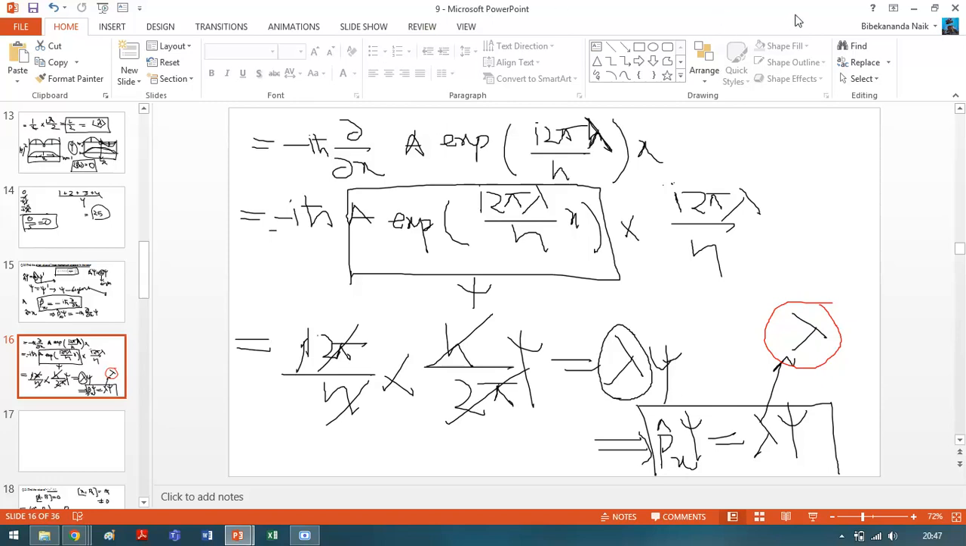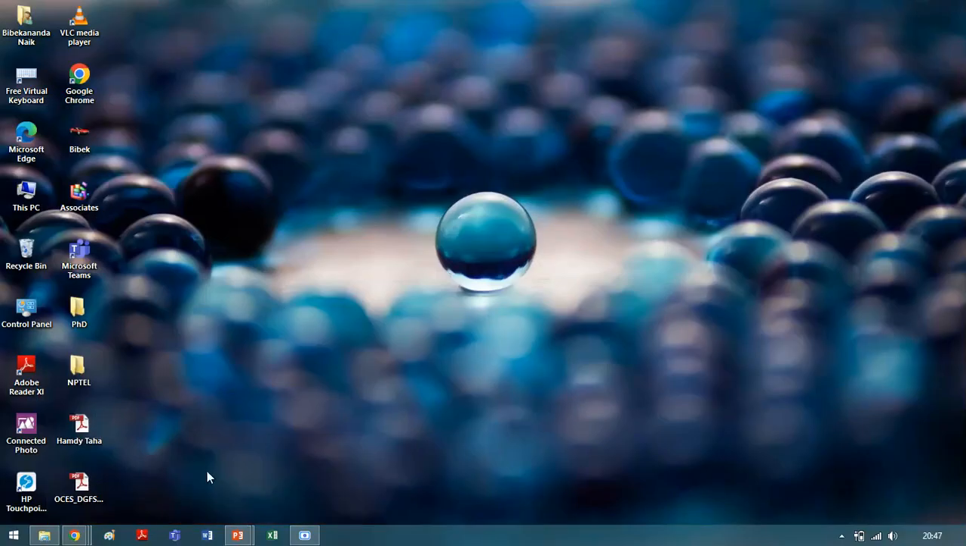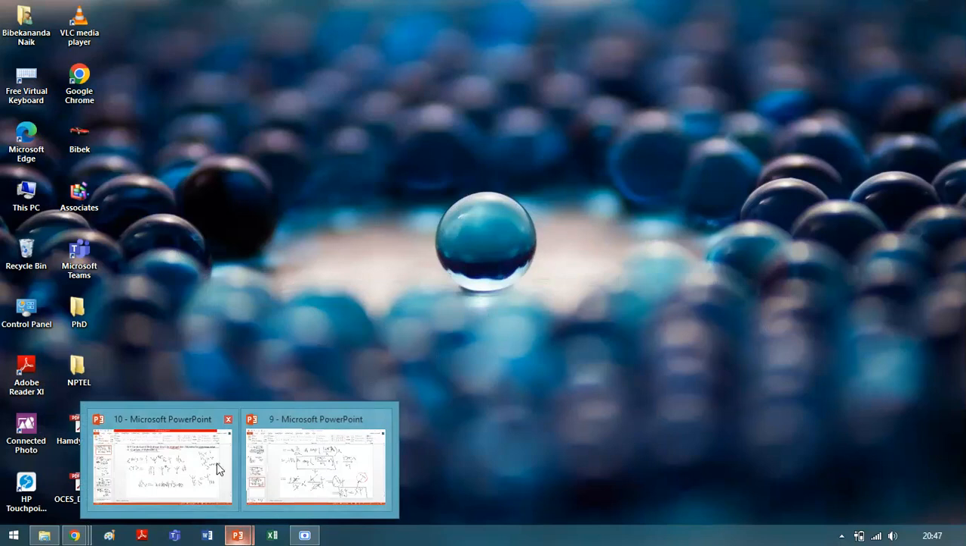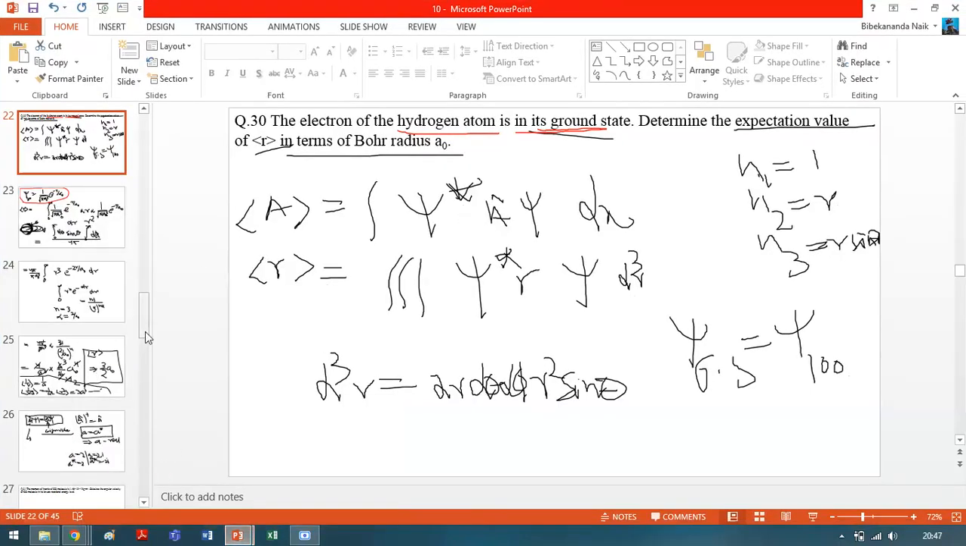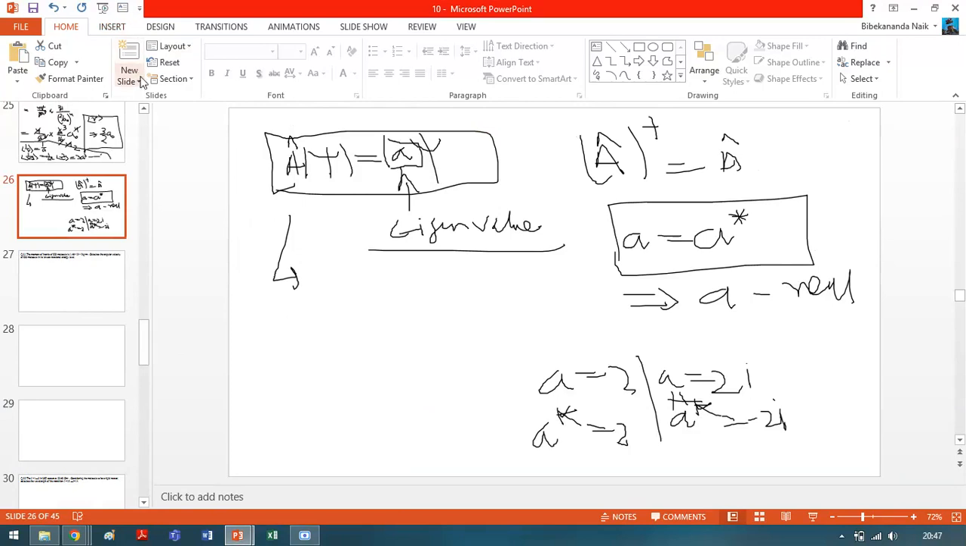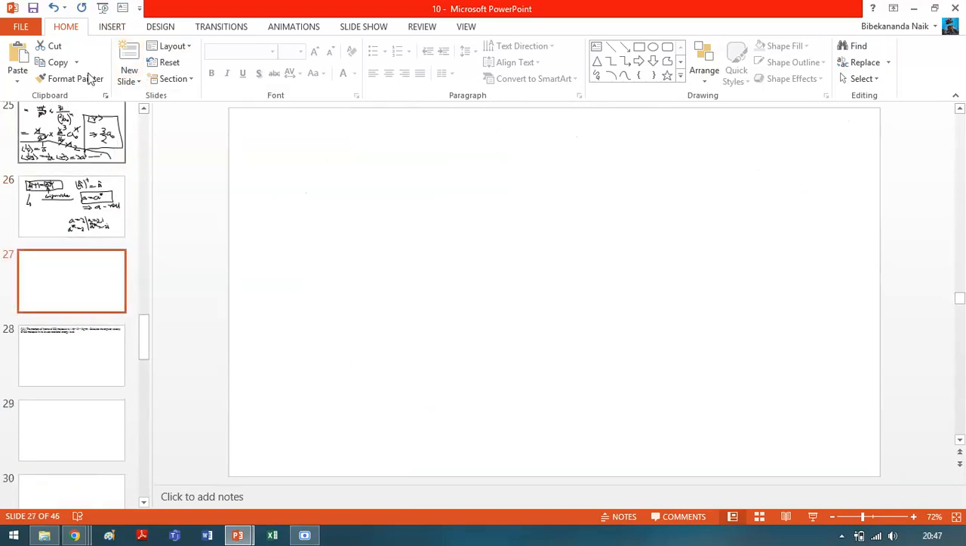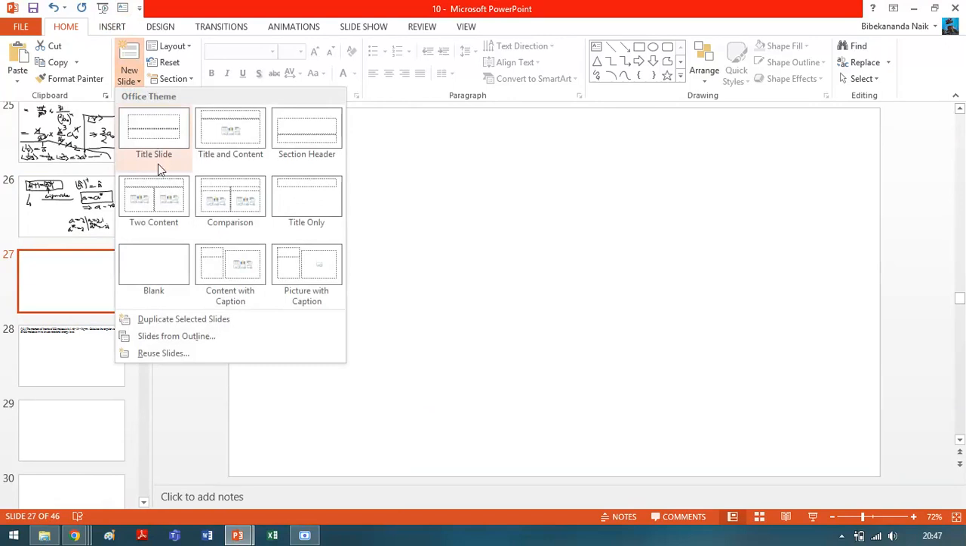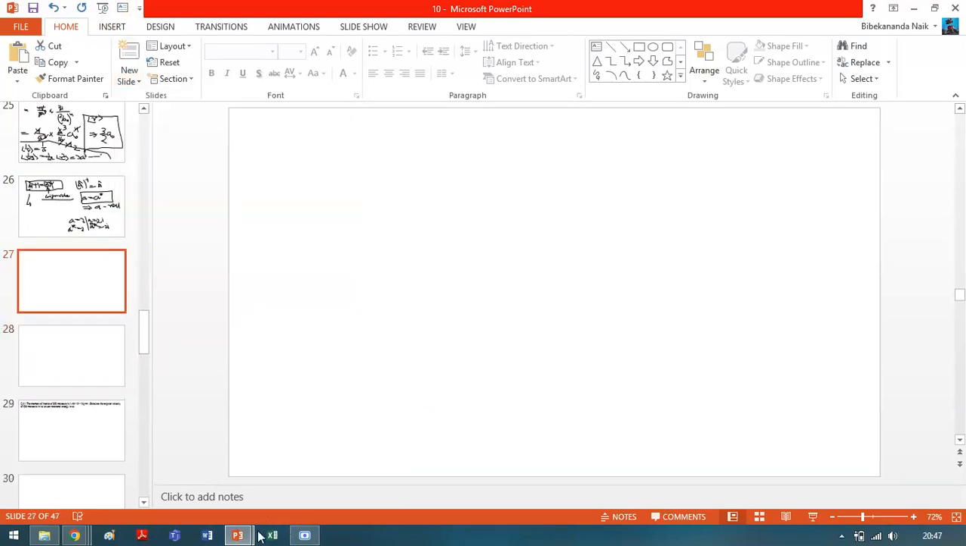Yes, I think I had also discussed that question. In that question, in the case of a hydrogen atom or any other potential, the energy eigenvalue will be calculated by taking the help of... let me add another slide.